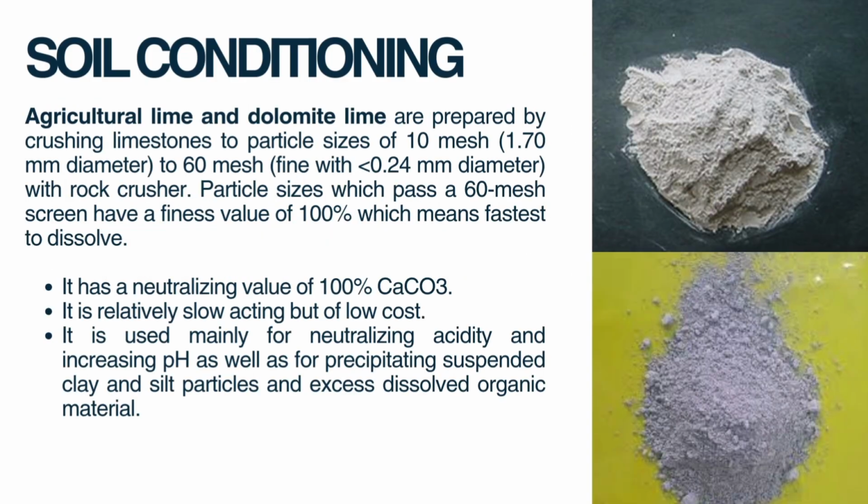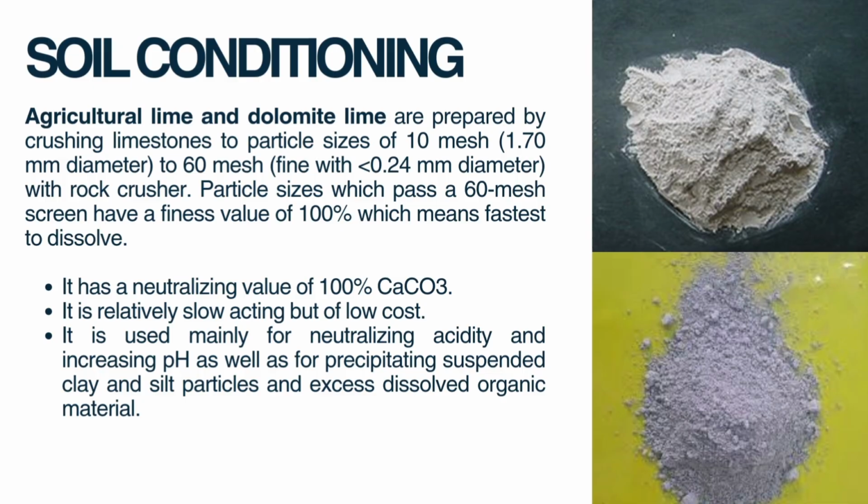Now, let's start with the agricultural lime and the dolomite lime. They are produced by crushing limestone into small particles using a rock crusher. These particles usually range from 10 mesh, which is about 1.70 millimeters in diameter, down to 60 mesh, which is very fine at less than 0.24 millimeters in diameter. The finer the particle size, the faster the lime dissolves. In fact, the particles that pass through a 60 mesh screen have a fineness value of 100%, meaning they dissolve the fastest and react more quickly in the pond soil or water.